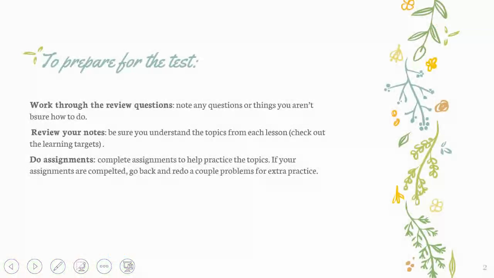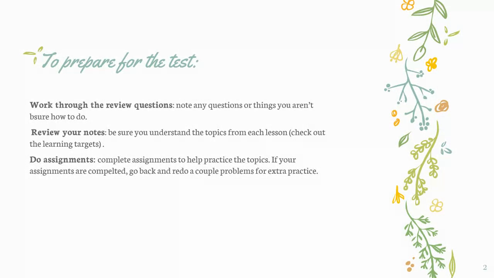To prepare for the test, I wanted to give you a few helpful hints just to help you get ready, know how to study. The first thing that you can do is to work through the review questions. Note any questions or things that you're not sure how to do. Make sure that you ask about those. Make sure that you either find the answer in your notes, ask the teacher, ask a fellow student, find the answer for what you're not sure how to do.